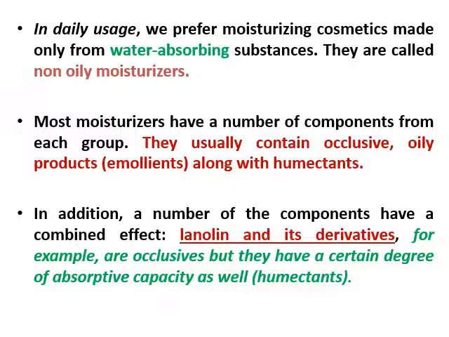In daily usage, we prefer moisturizing cosmetics made from water-absorbing substances, and they are called non-oily moisturizers. But most moisturizers have a number of components from each group. We can find moisturizers containing an occlusive, an emollient, along with humectants. In addition, a number of components have a combined effect, like lanolin and its derivatives. They are occlusives and they have water absorptive capacity as well, like humectants.